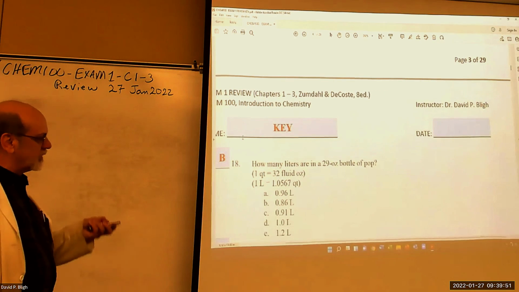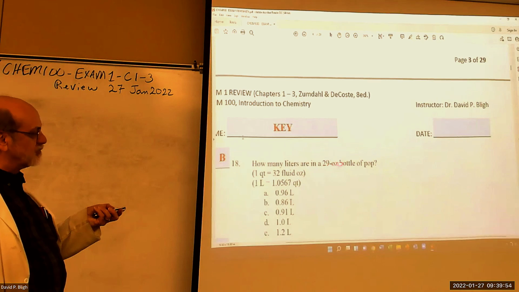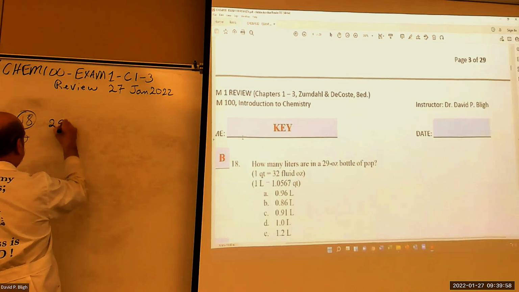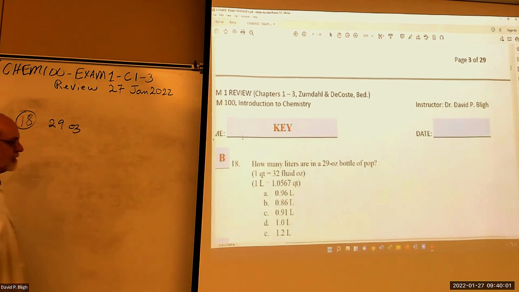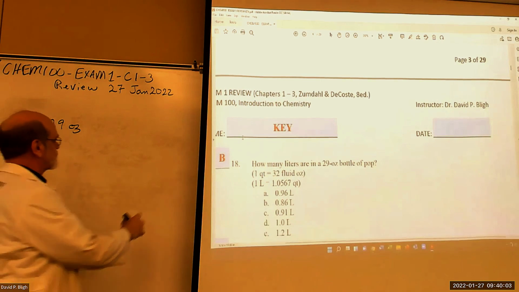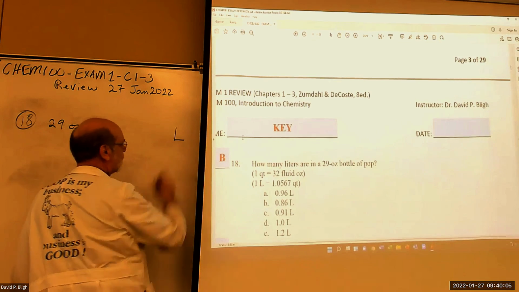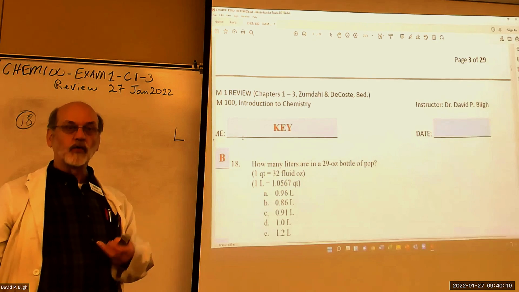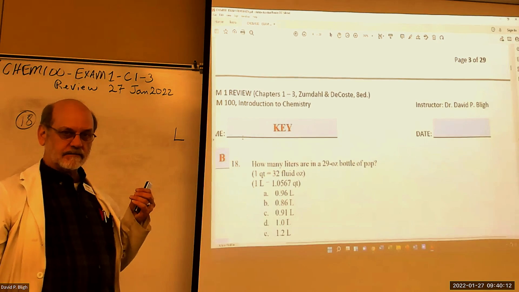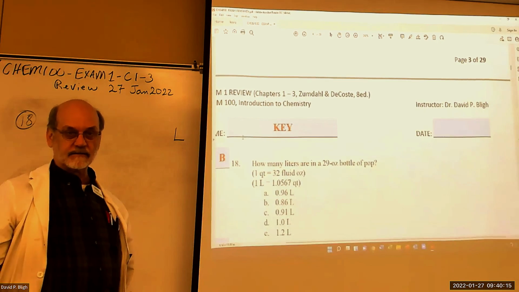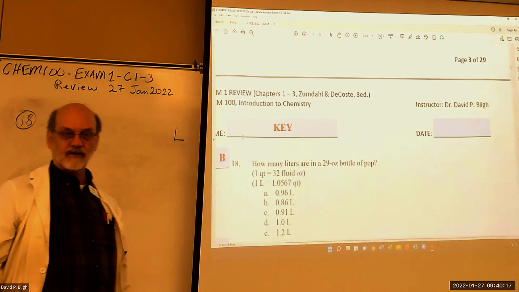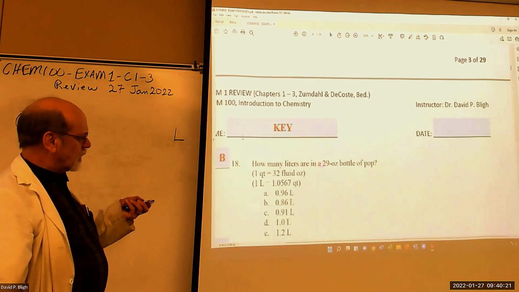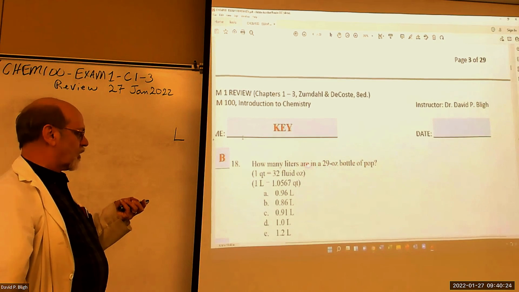How many liters are in a 29 ounce bottle of pop? Okay, that's our starting point, 29 ounces. And we want to know how many liters that is. Right? And liters is a capital L. You'll see in some older literature a little L for liters. That's wrong. A capital L means liters. Okay, so we have 29 ounces and we want to go to liters.